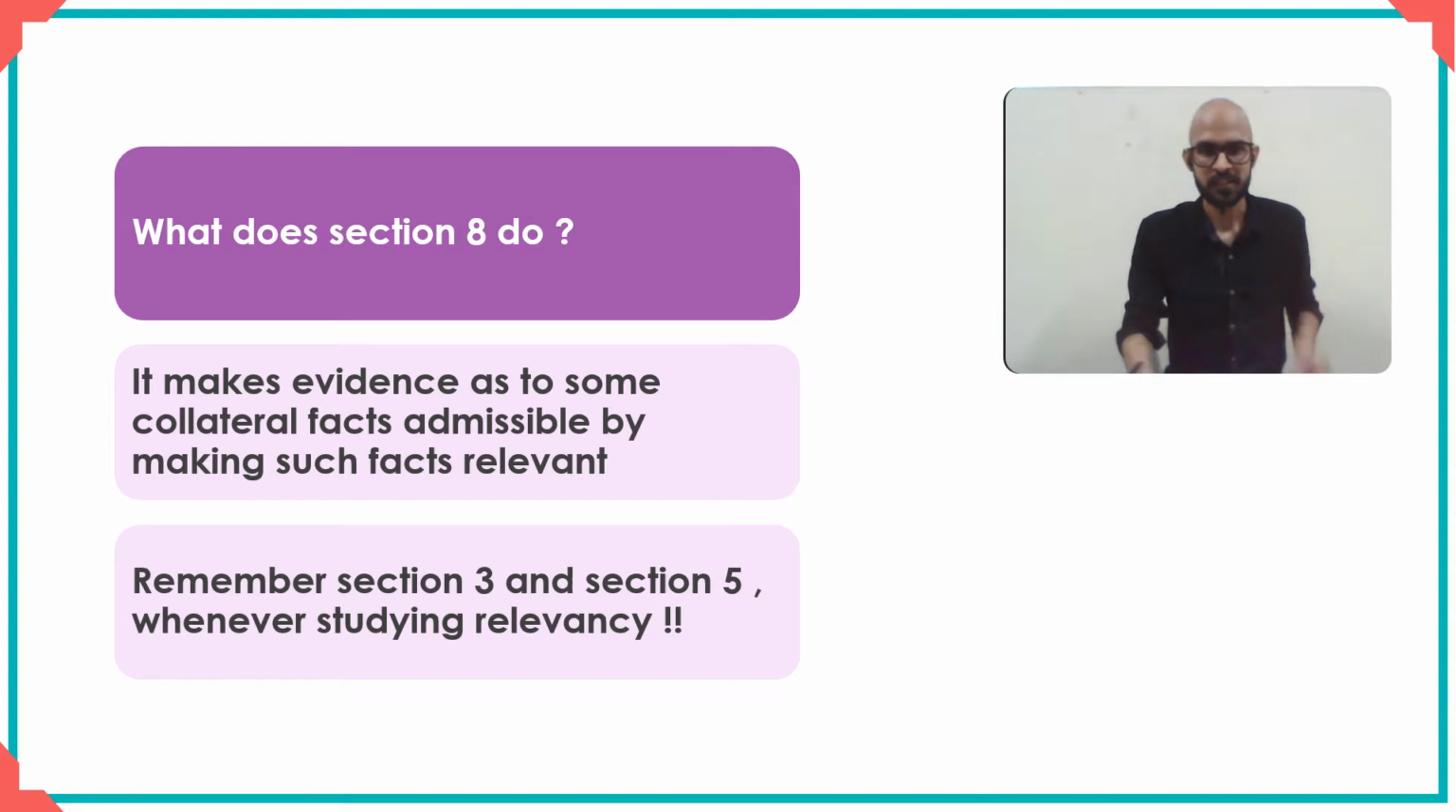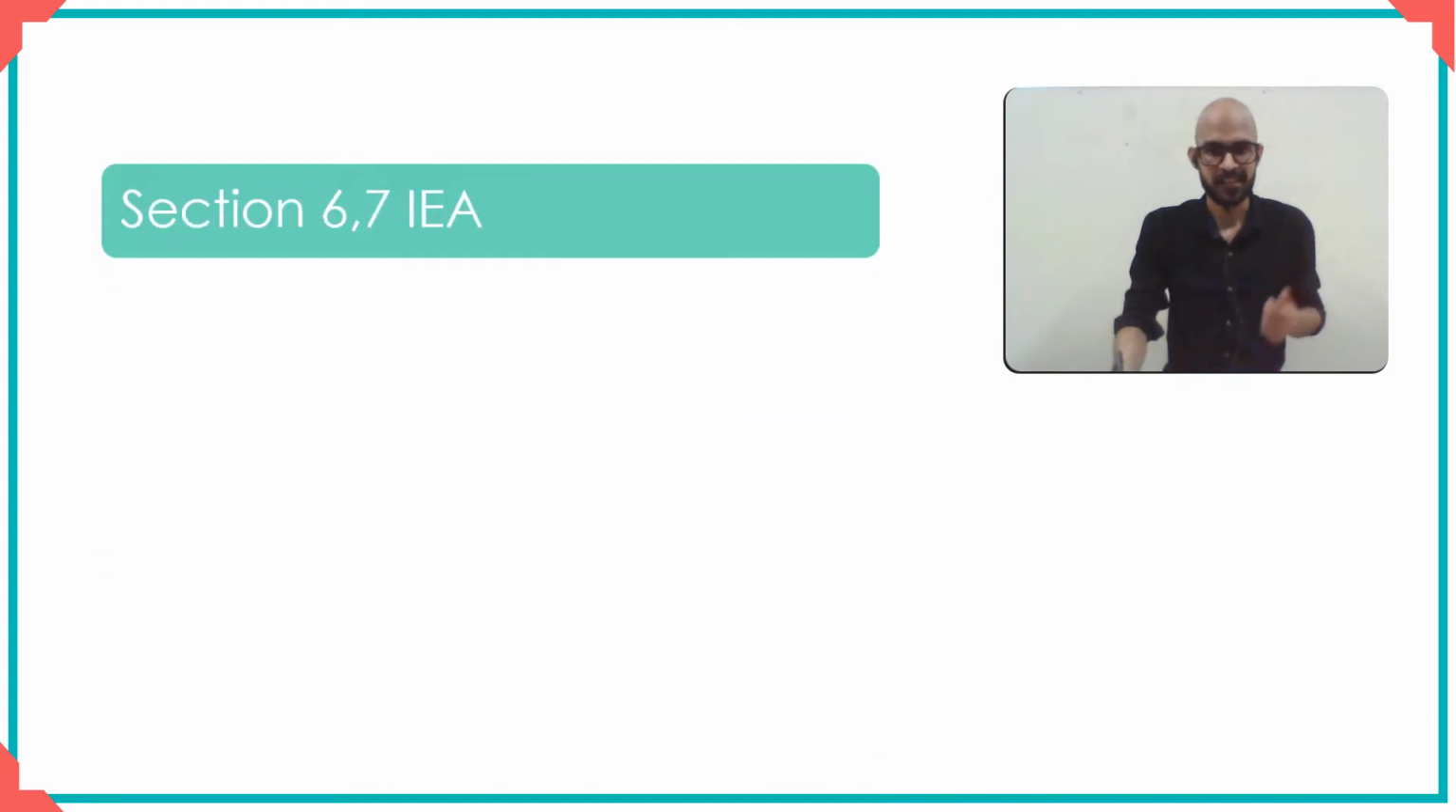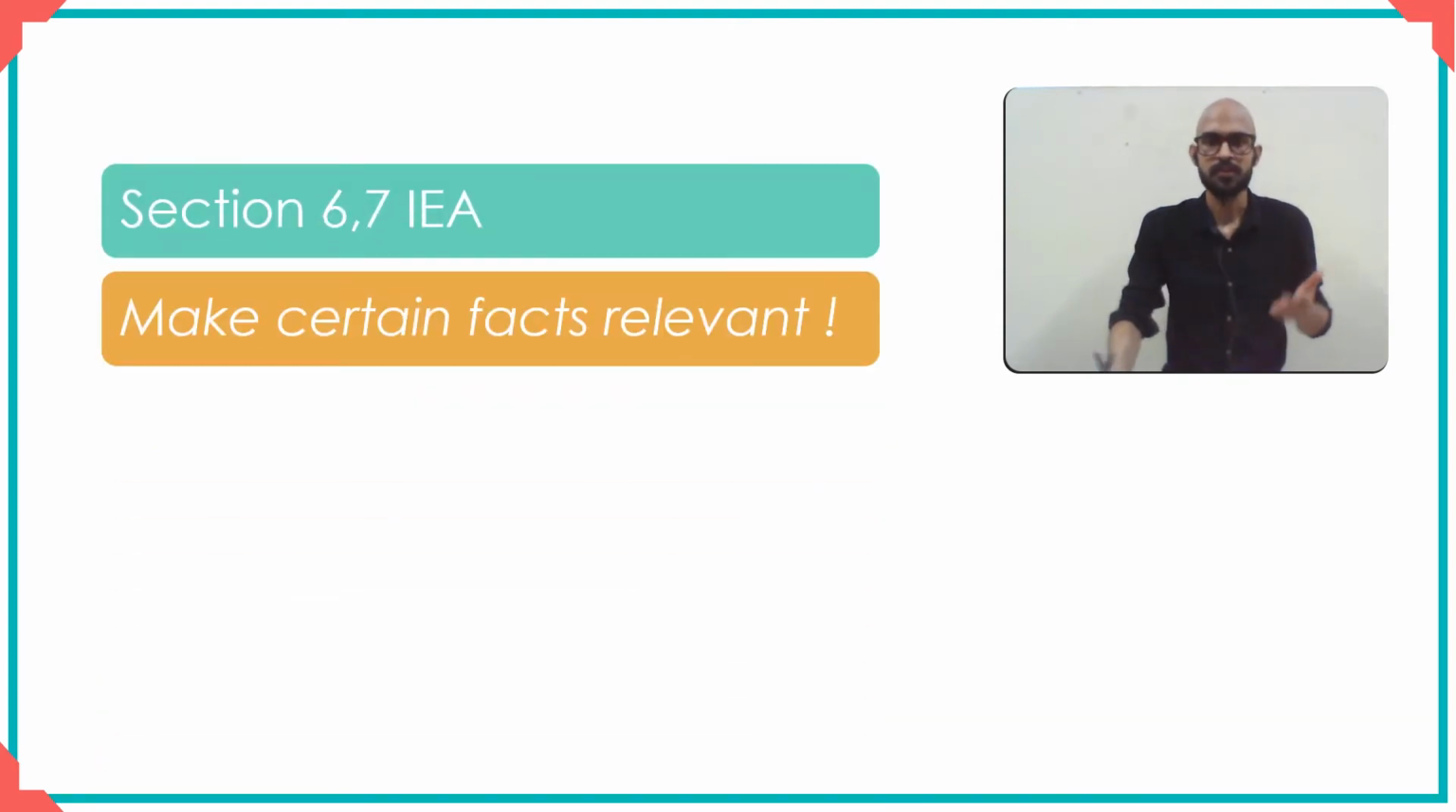So always remember section 3, which is the interpretation clause, it gives you the definition of what is relevant. And then remember section 5, because section 5 tells you that evidence can be given only for facts in issue and relevant facts. So what section 8 basically does is that it makes certain facts relevant so that evidence can be given for it. Alluding to section 6 and section 7, what they do is that they make certain facts relevant. Now, how do they declare certain facts to be relevant?